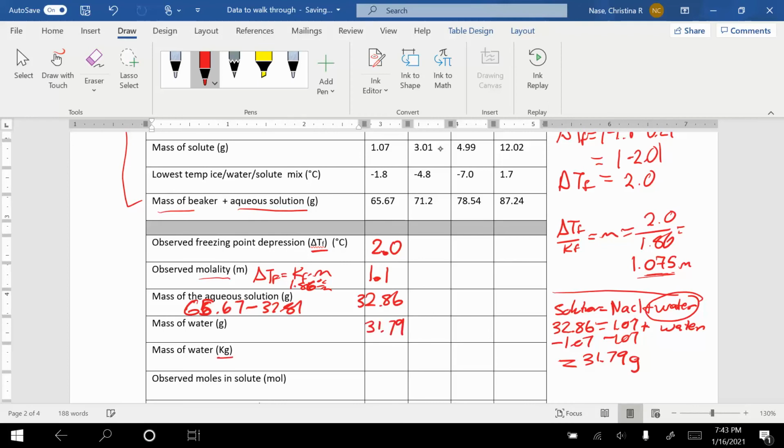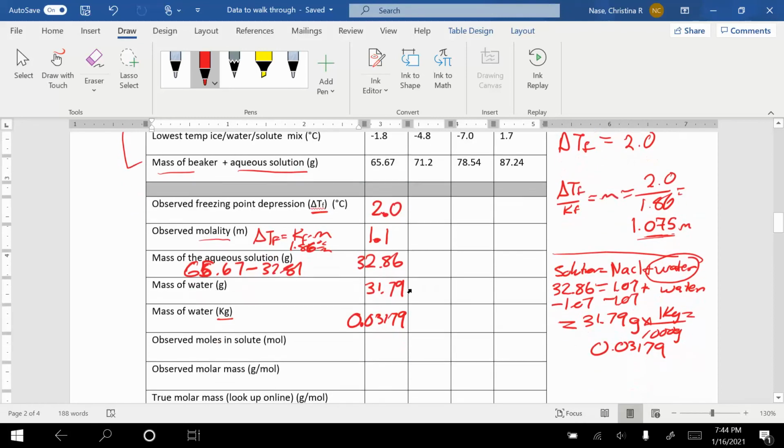And if I want to find it in kilograms, I can just divide that by 1,000. There's 1,000 grams in 1 kilogram, and I get 0.03179. Great. Yep.